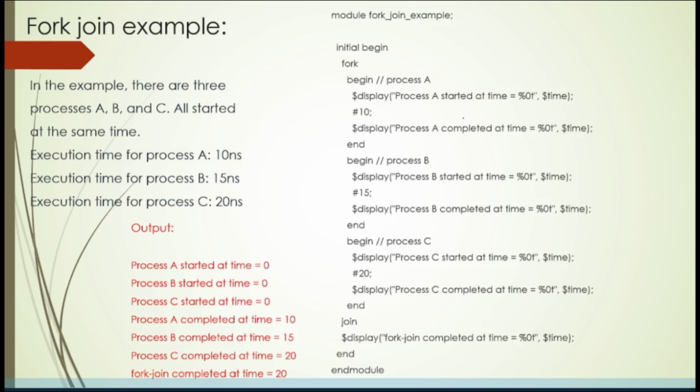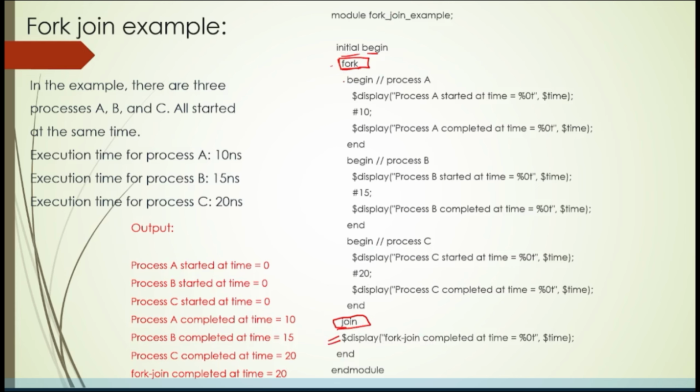So let me show you an example for this, module fork join example. If you see here, within initial and begin, I have written the fork. This is my fork and this is my join, so that means this is the end of the fork join, right? After the fork join, I have written one display.